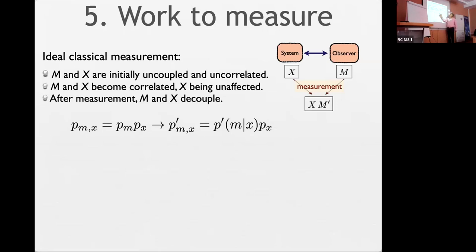And after the measurement, I would have a correlation, but X would remain the same. So the form of the probability after the measurement is like that. X is the same as here, didn't change, and M changes according to the conditional probability. If this is error-free, this conditional probability will be a delta function. If it has some error, it will be like the one you saw yesterday. For instance, if this is LR, left, right, left will be 1 minus epsilon, and right, epsilon, exactly what we did yesterday.